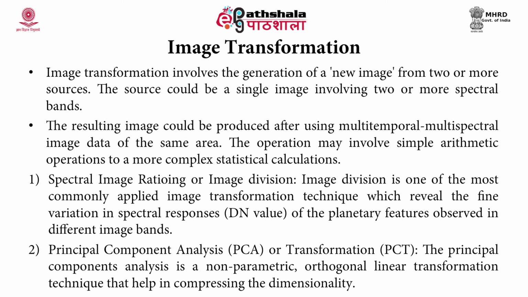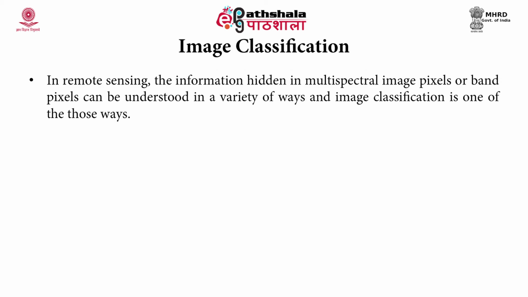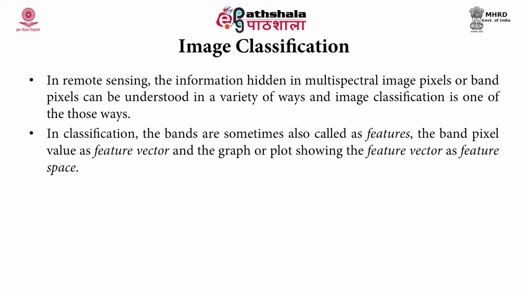The principal component analysis is a non-parametric orthogonal linear transformation technique that helps in compressing the dimensionality. The final step of image processing is image classification. In remote sensing, the information hidden in multispectral image pixels or band pixels can be understood in a variety of ways, and image classification is one of them. For example, in classification, the bands are sometimes also called features, the band pixel value the feature vector, and the graph or plot showing the feature vector the feature space.